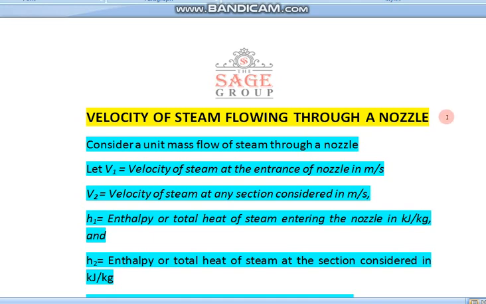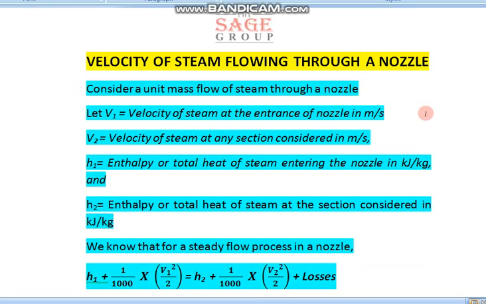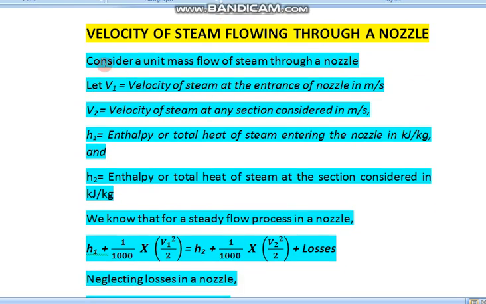In this lecture, we will study the velocity of steam flowing through the nozzle, the condition for maximum discharge through the nozzle, as well as the maximum mass flow rate. So, consider a unit mass flow of steam through a nozzle. Let V1 be the velocity of steam at the entrance of the nozzle in meters per second. Similarly, V2 is the velocity of steam at any section considered in meters per second.